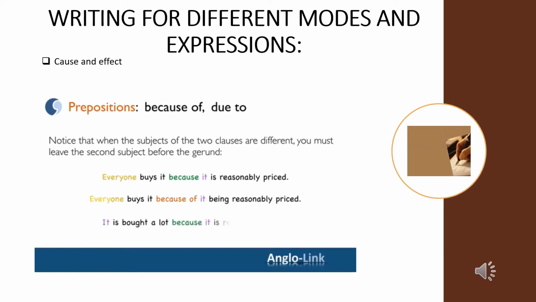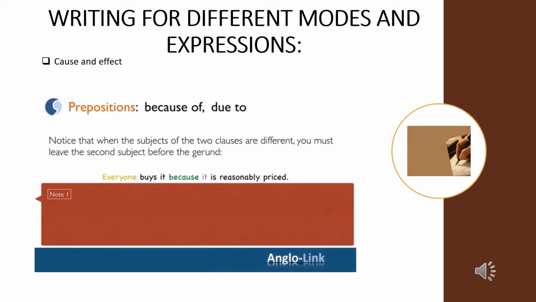Now, if the main clause and the subordinate clause have the same subject, you can drop the subject before the gerund. So, it is bought a lot because it is reasonably priced becomes it is bought a lot because of being reasonably priced.